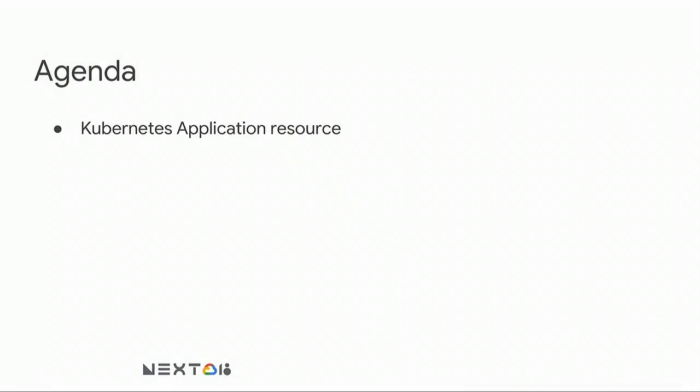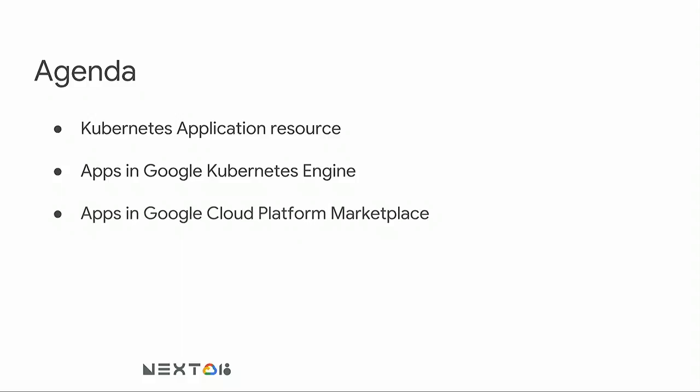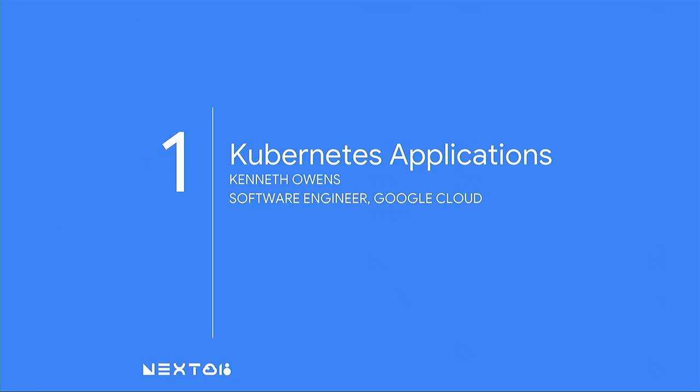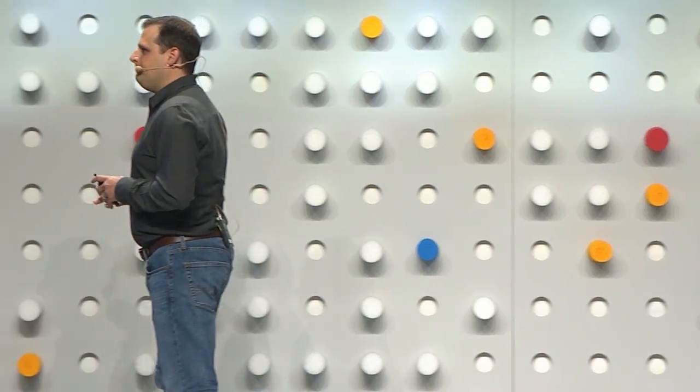And for that, just a quick note on the agenda. We're going to introduce the Kubernetes application resource. We're going to talk about how we've been integrating applications into Google Kubernetes Engine, which is Google's hosted Kubernetes offering. And we're also going to talk about how you can get started with these apps quickly in the Google Cloud Platform Marketplace. So I will hand it over to Ken Owens.